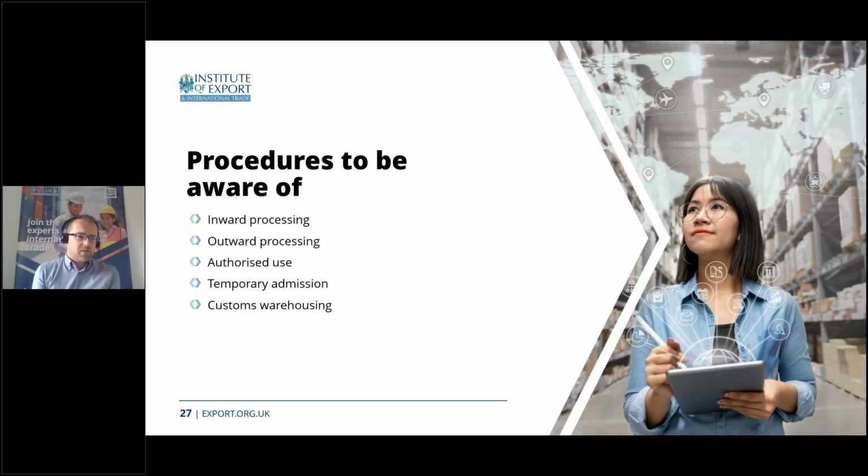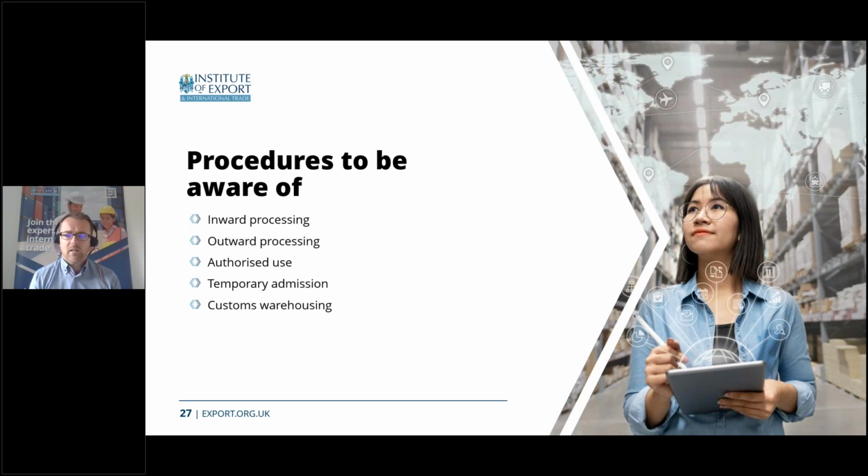With inward processing, it's all about bringing goods into the UK for further processing or perhaps final manufacture of a product, or even repair. What it then allows you to do is suspend the payment of any duties when they arrive until that processing is complete and either the goods are re-exported, so liabilities are discharged, or they are released to the UK market.